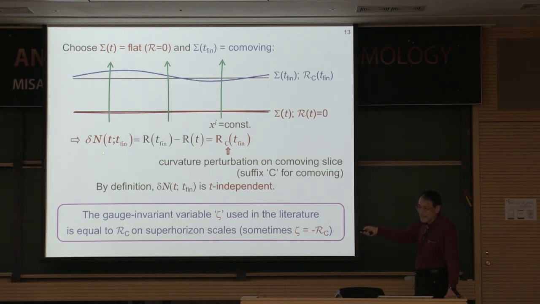So this means that delta N, from some initial flat time slice to the final co-moving slice, is equal to the curvature perturbation you want to compute. So this is the delta N formula. The only thing remaining is how to compute delta N, which may depend on the problem, but the essential point is that this is a pure geometrical relation. I haven't used any Einstein equation. It's just a metric. So that's why it can apply to a very wide range of things.